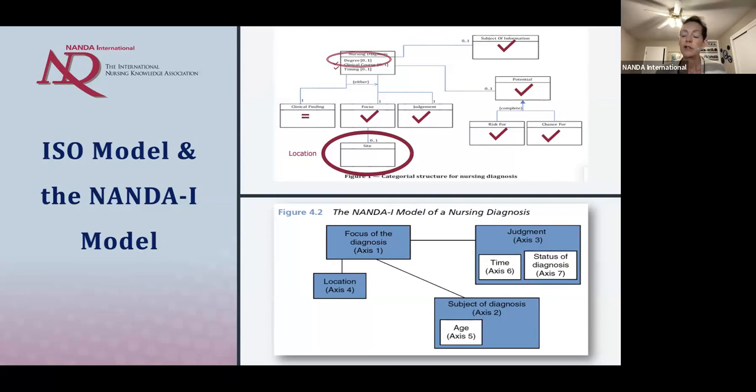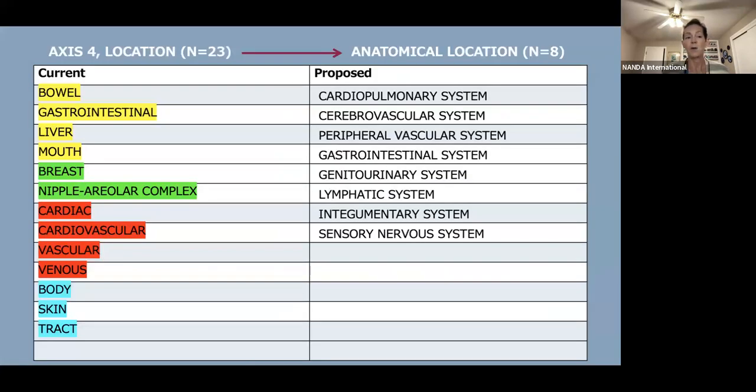you'll see that it's parts and regions and so on of the body, but some of them are very specific, such as mouth or eye, and others list a system, such as gastrointestinal system. But then you may also see gastrointestinal tract. So there are varying levels of granularity in our current locations. And so we've been working to try to address this issue as well. So just to give you some examples, we have 23 locations currently. And as my point here, in the yellow, you'll see bowel, gastrointestinal, liver, and mouth. Now, all of those belong to the gastrointestinal system, except mouth, you could argue, also could belong to the respiratory or cardiopulmonary system. But do we really need bowel when we could have gastrointestinal?